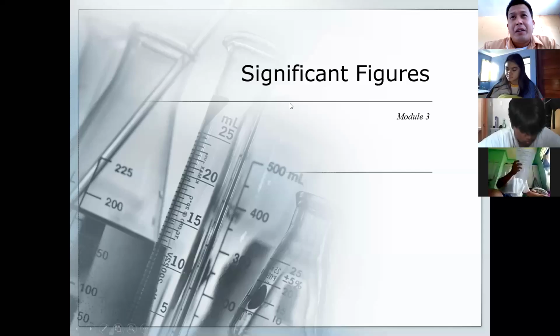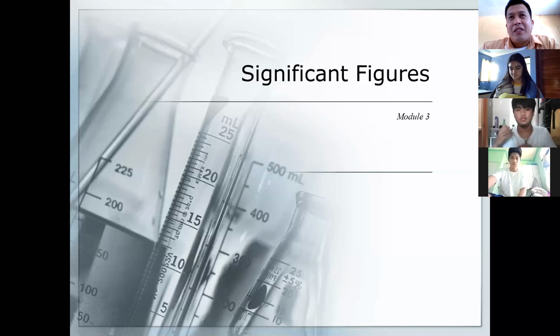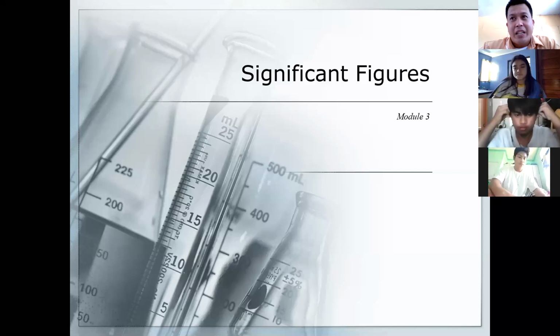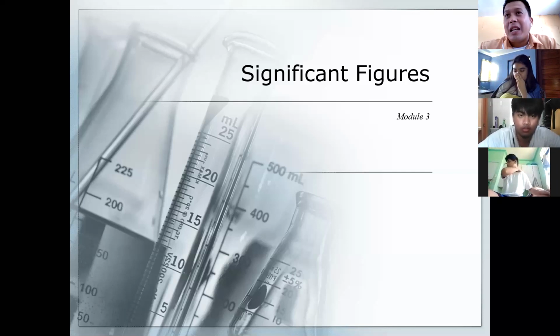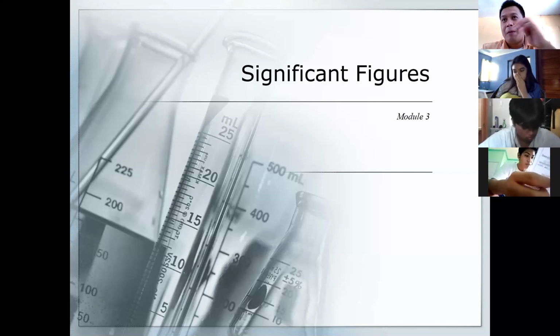So this afternoon, we're going to talk about two concepts. One of these would be significant figures, and the other one is scientific notation. Probably we're going to talk first of significant figures since scientific notation is going to use the concept of significant figures. Okay? So there are rules. I don't know how many rules there are in your module class, in order for you to determine the number of significant figures.